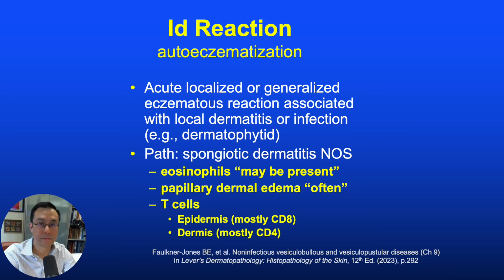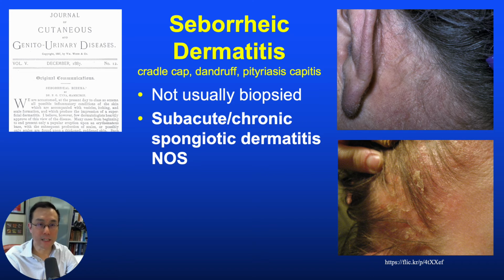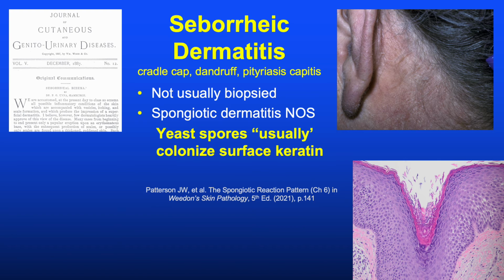Moving on to seborrheic dermatitis, extremely common and only rarely biopsied, and only tending to be biopsied in unusual or refractory cases, usually subacute or chronic in duration. In the context of spongiotic dermatitis, seborrheic dermatitis typically shows shoulder parakeratosis with associated neutrophilic crust and often follicular spongiosis. Inflammation tends to be chronic, so dermal plasma cells are often seen. The presence of colonizing yeast spores correlates with the known pathogenesis of seborrheic dermatitis.